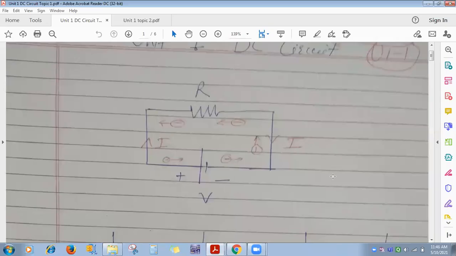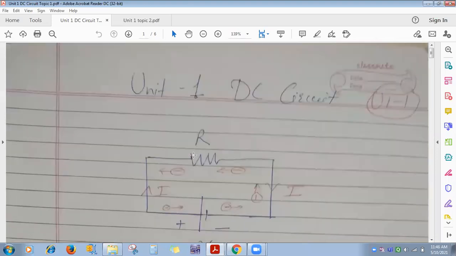So, okay. So see here, that is unit number 1. It's a DC circuit. All of you can see this screen, PDF, unit 1 DC circuit.